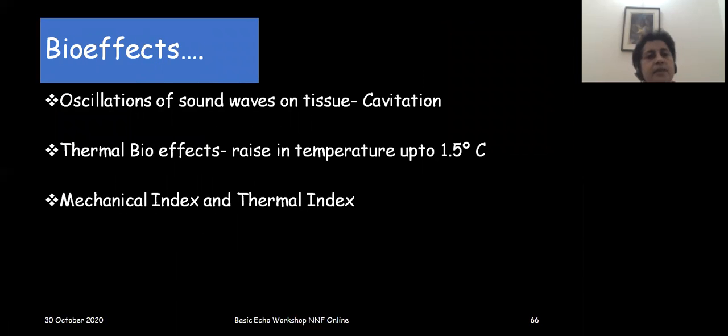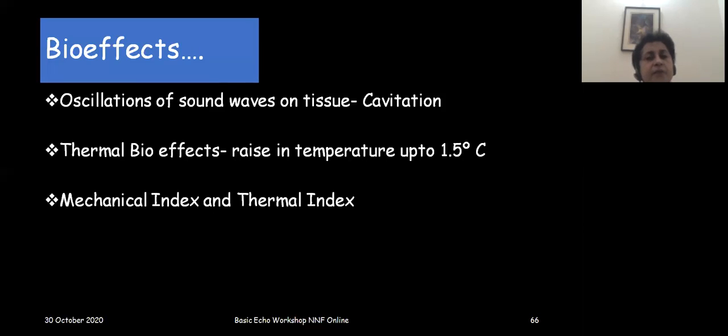Now, are ultrasounds all effective? What do ultrasounds do? They cause an oscillation of the tissue, and therefore oscillations of sound waves on tissue. This could lead to what is called cavitation. This could have some effects, but by and large, it is not a major effect. There could be some thermal bioeffects. It could raise the temperature up to a maximum of about 1.5 degrees centigrade. Routinely, this may not be of any relevance, but in fetal ultrasounds, it is important.